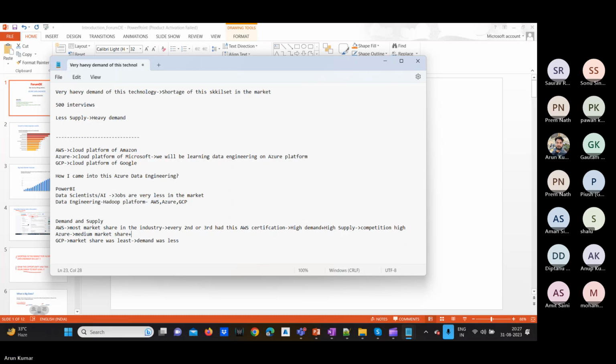And I never saw anyone around me who had this Azure skill set. But the market share of this technology was at that time medium.